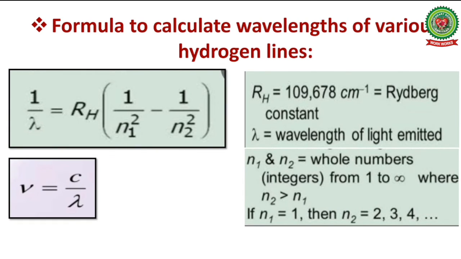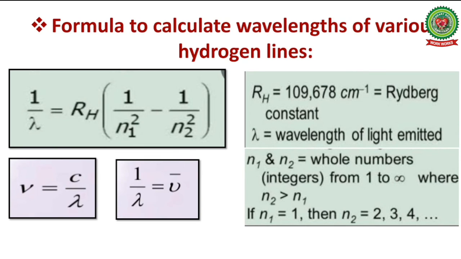In place of 1 upon lambda, that is wavelength, we can also calculate frequency. As we know, frequency is equal to velocity of light upon wavelength, so 1 upon lambda is equal to frequency upon velocity of light, and accordingly c will be shifted towards R. We can also substitute wave number, because 1 upon wavelength is equal to wave number. So that can also be calculated by the Rydberg formula.